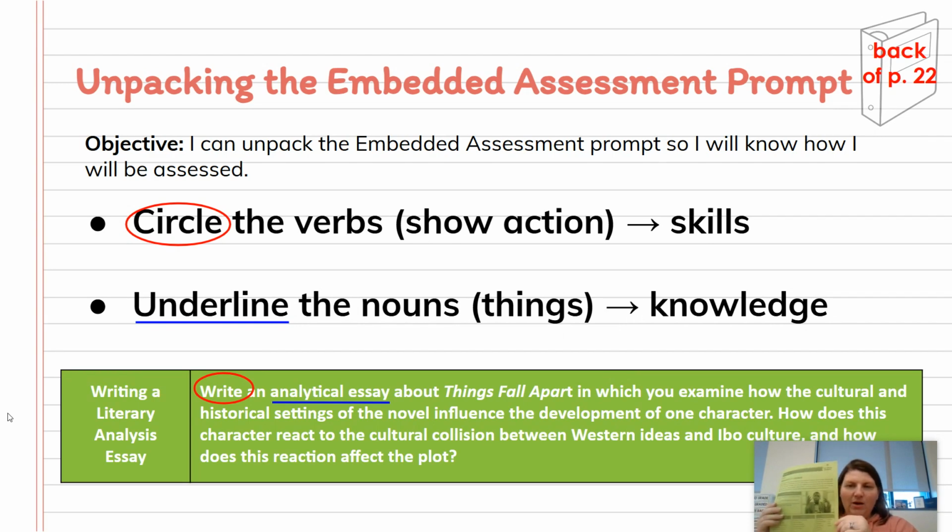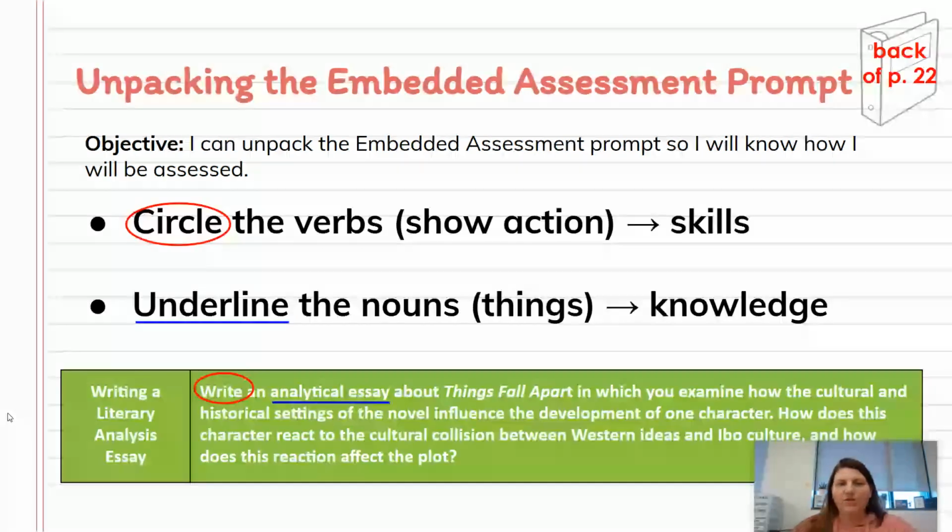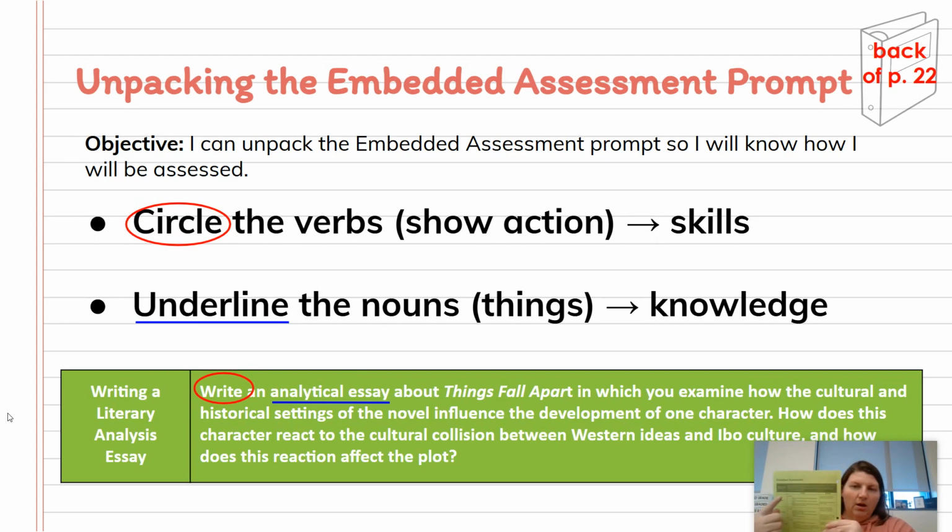So you should have this paper here that has all of this information on the front about what we're going to be doing this unit. In this unit, we're going to be focusing on persuasion in fictional texts and literature. The first unit was focused on persuasion in nonfiction texts. And for the embedded assessment, we're going to be looking at the prompt on the back of the page right here that I have replicated on the screen.